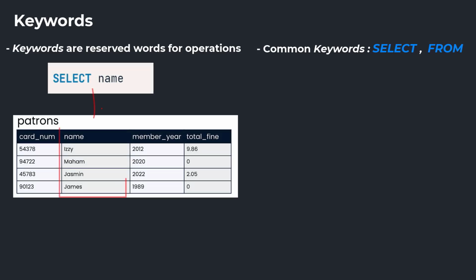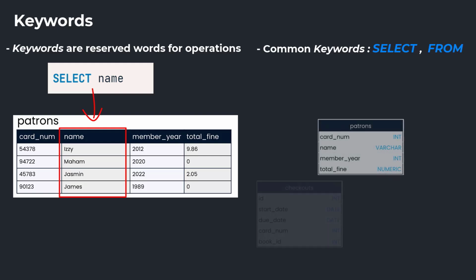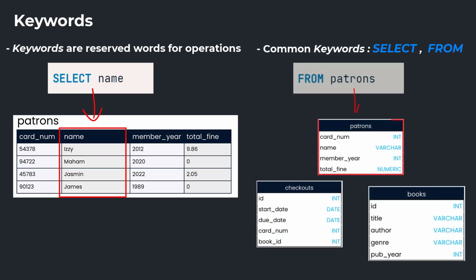Perhaps we'd like a list of every patron our library has. The SELECT keyword indicates which fields should be selected. In this case, the name field. The FROM keyword indicates the table in which these fields are located. In this case, the patrons table.